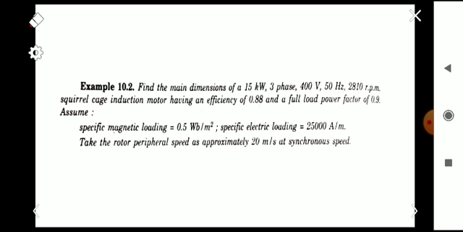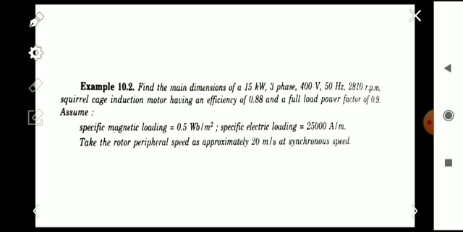Okay, a problem. The problem is to find the main dimensions of a 15 kilowatt, 3-phase, 400 volt, 50 Hz, 2810 rpm squirrel cage induction motor having an efficiency of 0.88 and a full load power factor of 0.9. Assume specific magnetic loading is equal to 0.5 Weber per meter square and specific electric loading is equal to 25,000 ampere per meter, and take the rotor peripheral speed as approximately 20 meter per second at synchronous speed. So these are the given values. Okay, so we have to find the main dimensions.